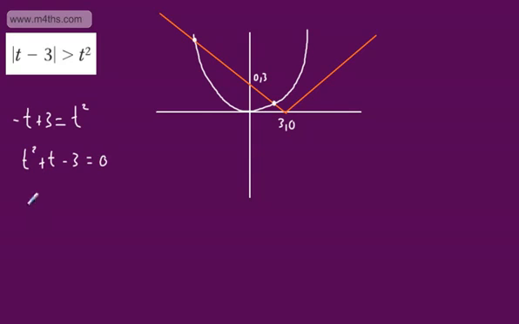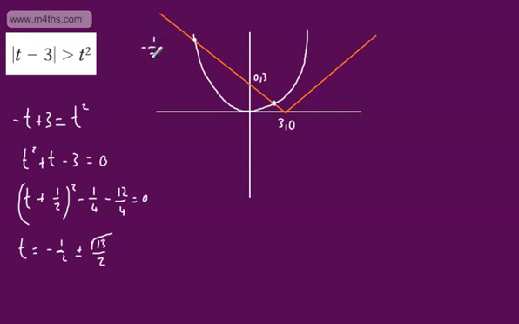This will not factor, so we're going to have to either use the quadratic formula or complete the square. So I'm going to complete the square: (t plus 1/2) all squared, minus 1/4, and then if I put these into quarters, we're going to have minus 12 quarters, and that's equal to 0. Solving, t is equal to minus 1/2 plus or minus the square root of 13 over 2. So this point right here is going to be minus 1/2 minus root 13 over 2.